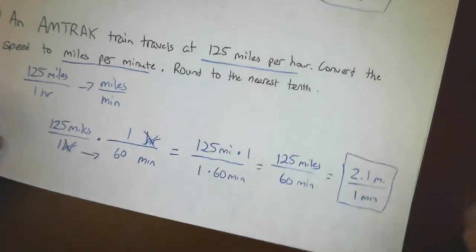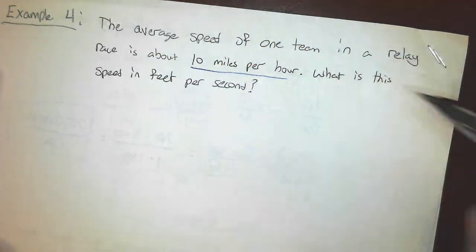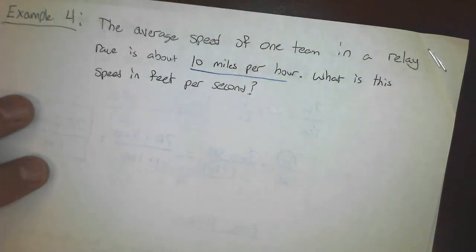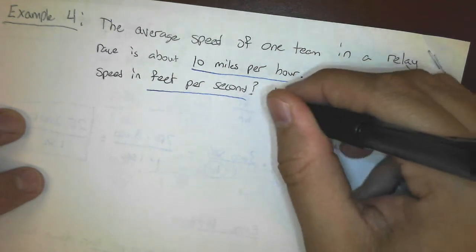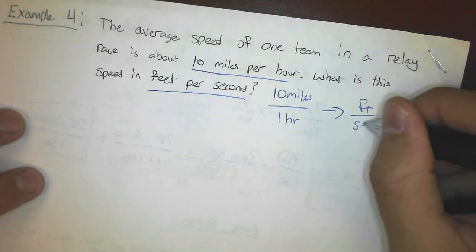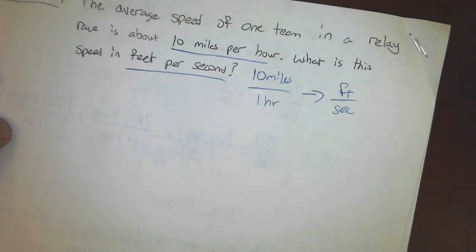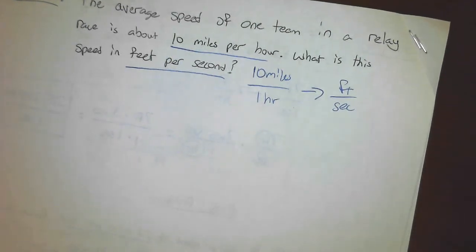So we have one more problem, example 4. That says the average speed of one team in a relay race is about 10 miles per hour. So that's our first key piece of information. What is this speed in feet per second? So we want to convert 10 miles per 1 hour over to feet per second. So this is a different one. We've got to convert miles to feet, and we also need to convert hours over to seconds.